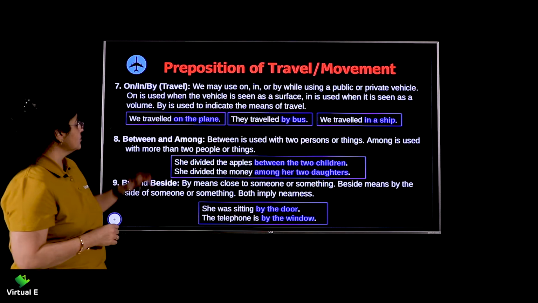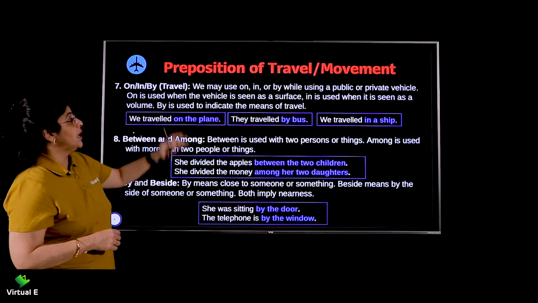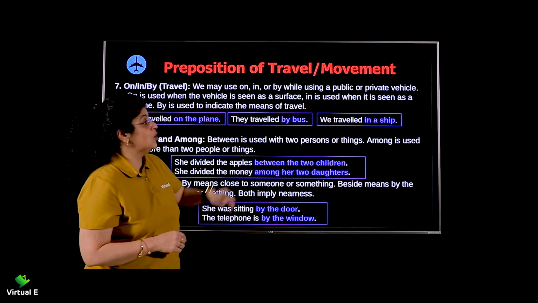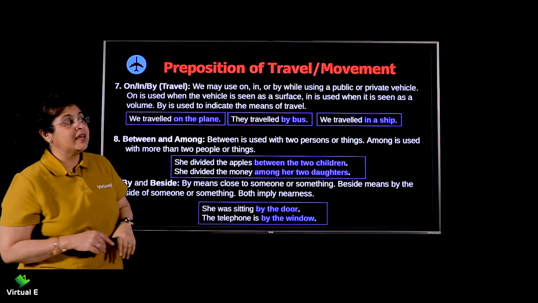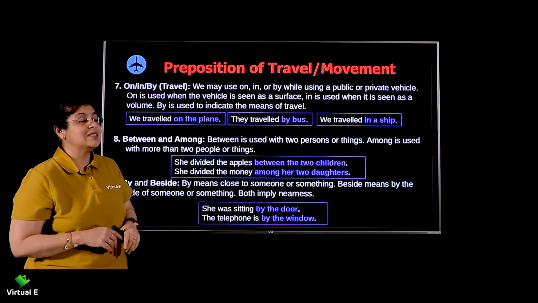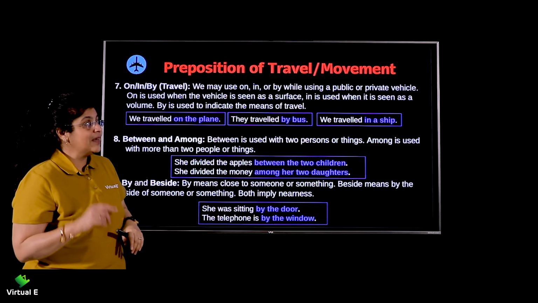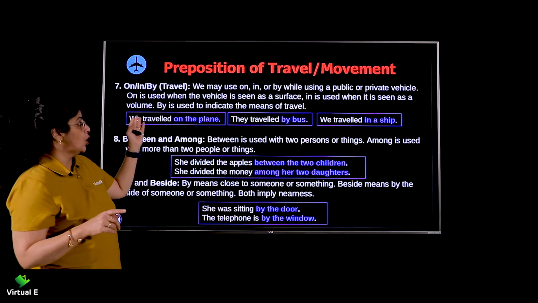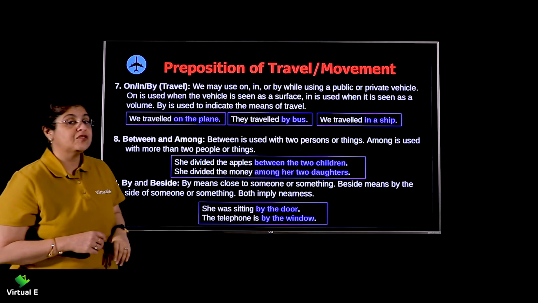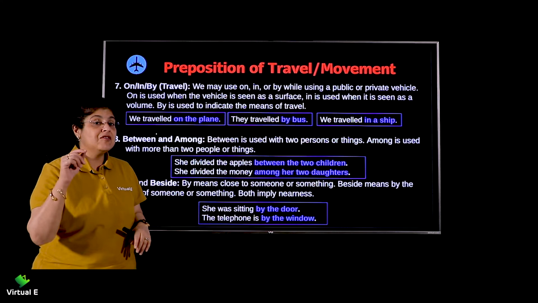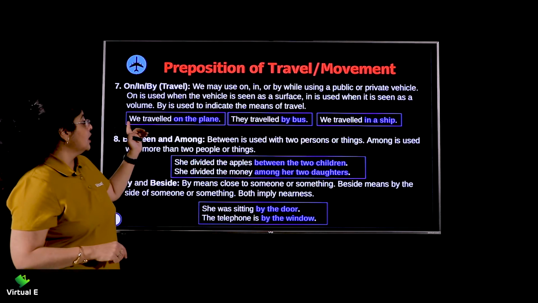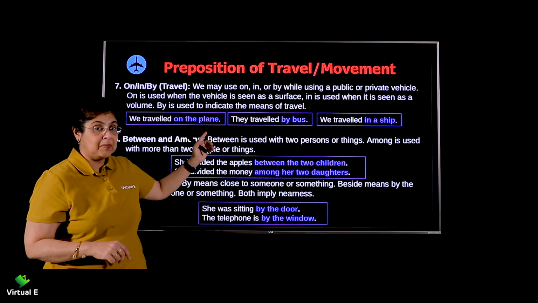On, in, by. Now in case of travel, we may use on, in or by while using a public or a private vehicle. On is used when the vehicle is seen as a surface. In is used when it is seen as a volume. And by is used to indicate the means of travel. Very, very, very important. Please take note of this. We traveled on the plane.